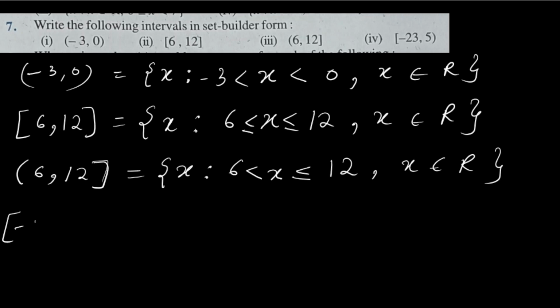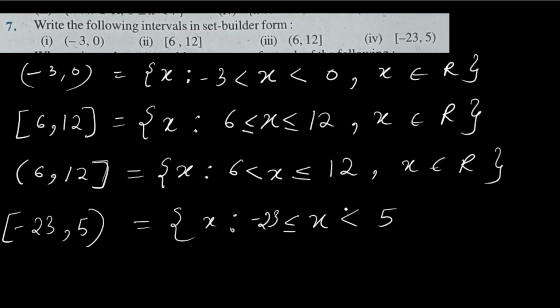The next one is closed -23, 5 open. So it equals x such that x is greater than or equal to -23, since closed, and less than 5, only less than because it's open, and x belongs to real numbers. So with this, the seventh question is also completed. The questions are very easy. We can easily write them. Only the representations are there. So we can write this very easily.